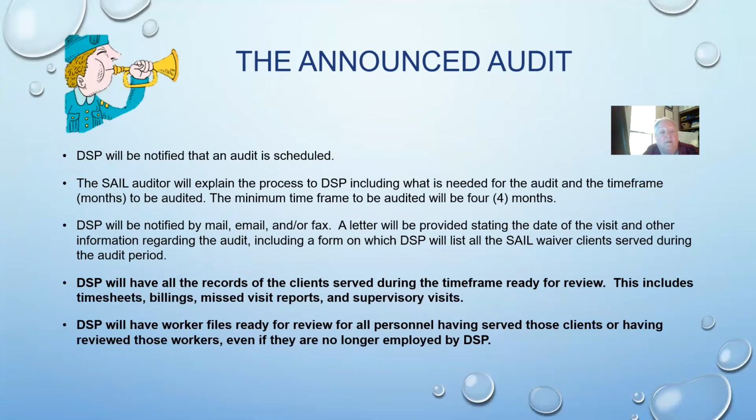You will be notified by mail, email, or fax, and a letter will be provided stating the date of the visit and other information regarding the audit, including a form on which the DSP will list all the sale waiver clients during the audit period. You must have all the records of the client served during the time frame ready for review. This includes timesheets, billing, missed visit reports, and supervisory visits.